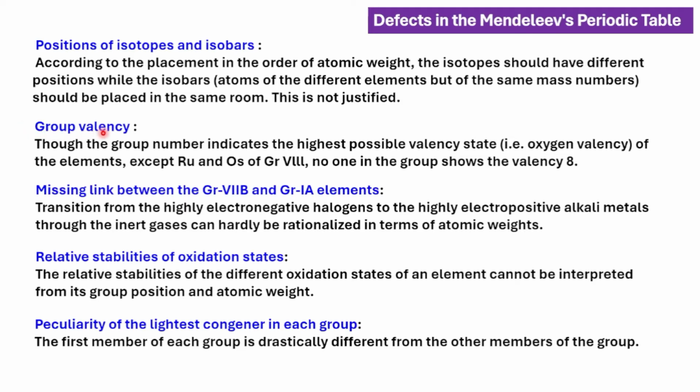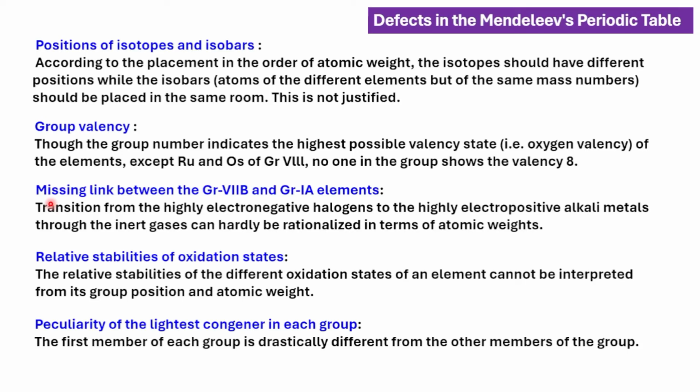Next was group valency. Though the group number indicates the highest possible valency state, in the case of oxygen valency it might be 8 for the elements, except ruthenium and osmium of group 8. No one in the group shows the valency 8. So the highest possible valency was denoted from the group number, but in reality they don't show that much valency.